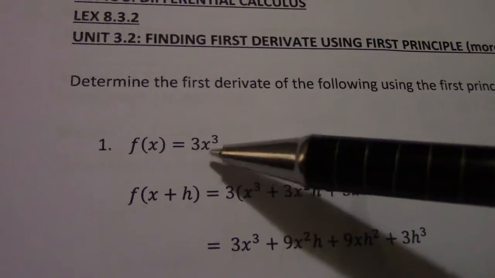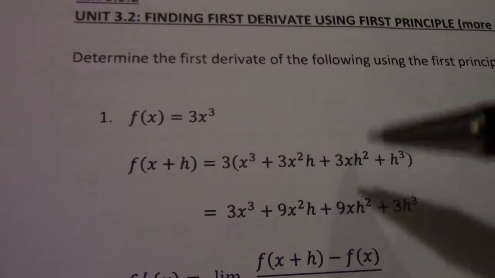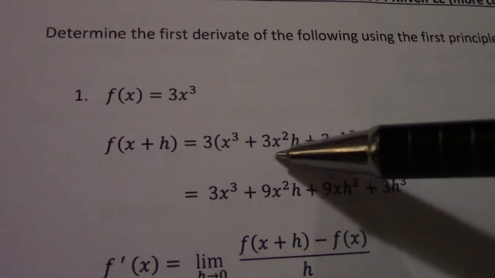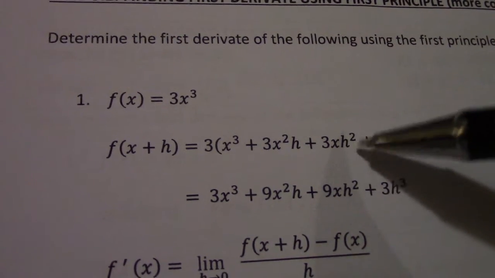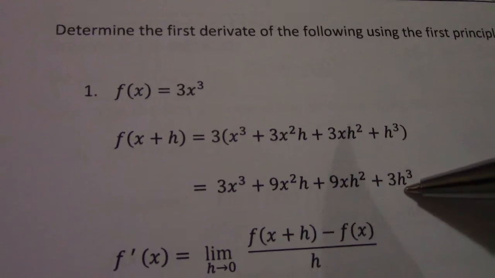So f(x) is equal to 3x cubed. So here (x + h) cubed, as I said to you in the previous exercise, you need to know always simplifies to x cubed plus 3x squared h plus 3x h squared plus h cubed. Multiply by 3 and that is what I get.